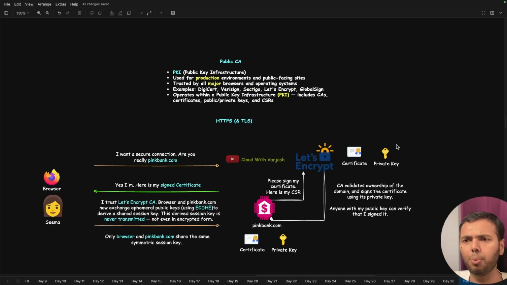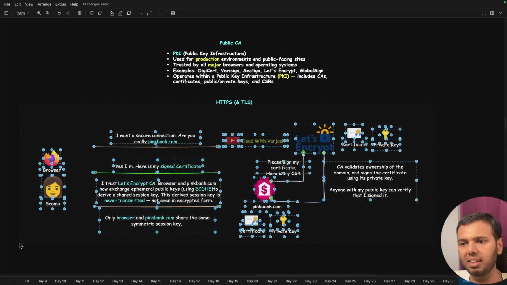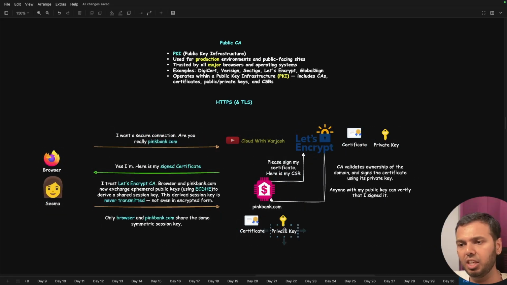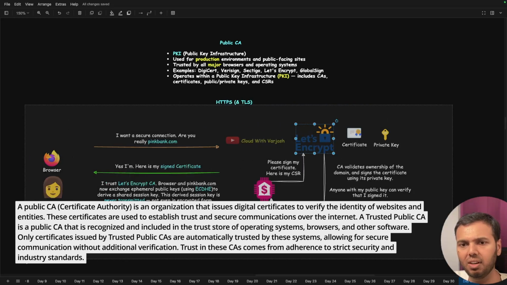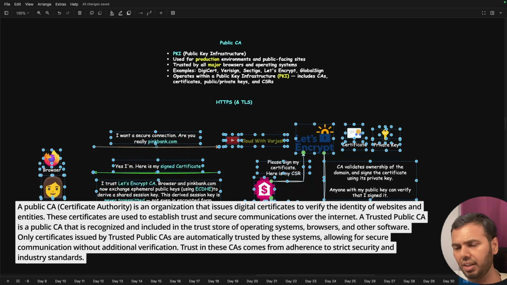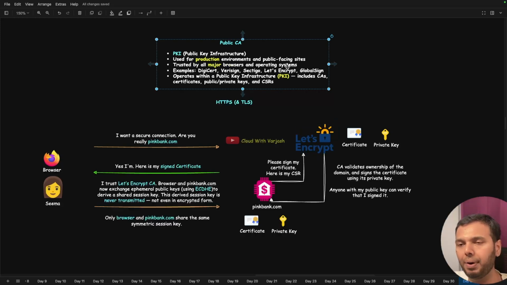So let's first talk about public certificate authorities. Anything that you see on screen here, as in digital signatures, key pairs, certificate authorities, all these combined are called public key infrastructure, PKI. Next, public CAs are used for production environments and public facing sites, like we have been seeing since the inception of day 30. Then next is trusted by all major browsers and operating systems.